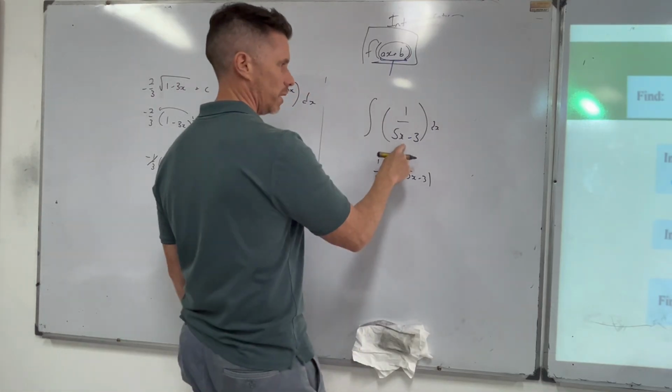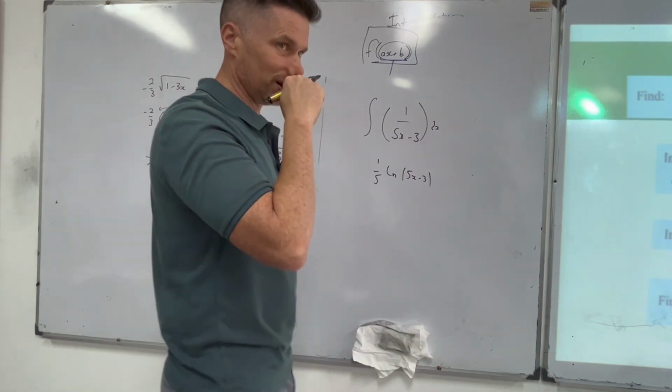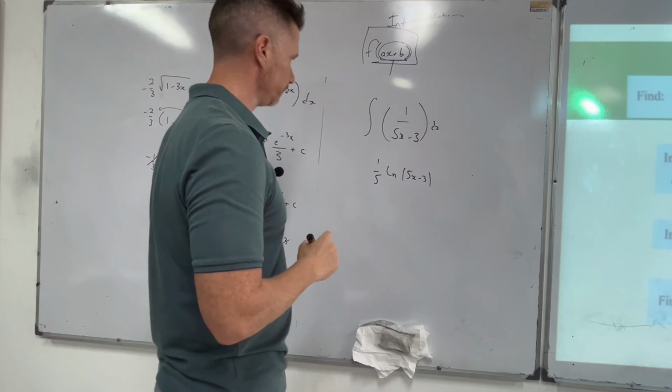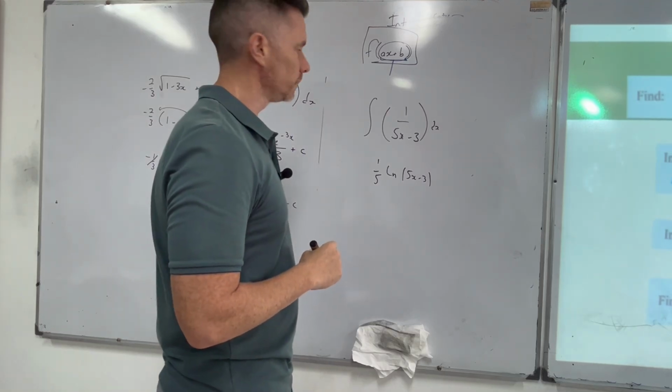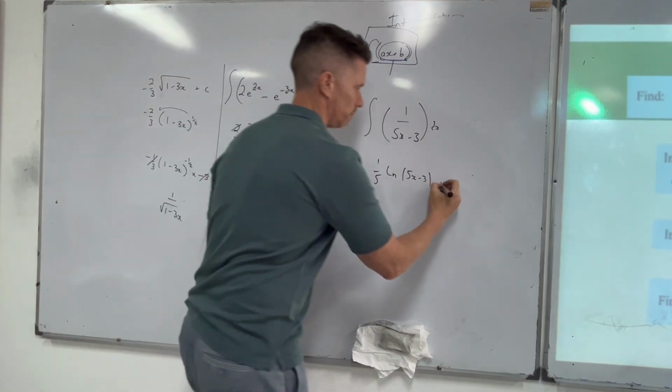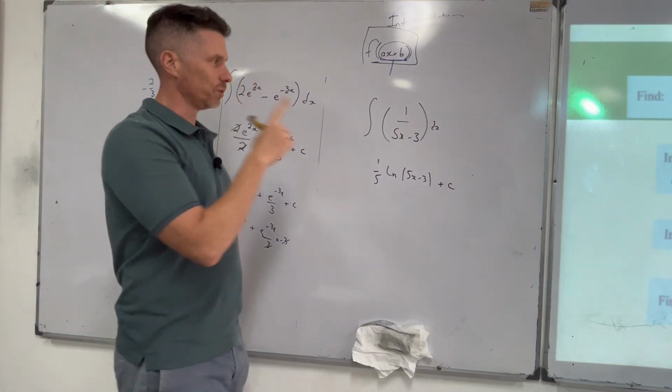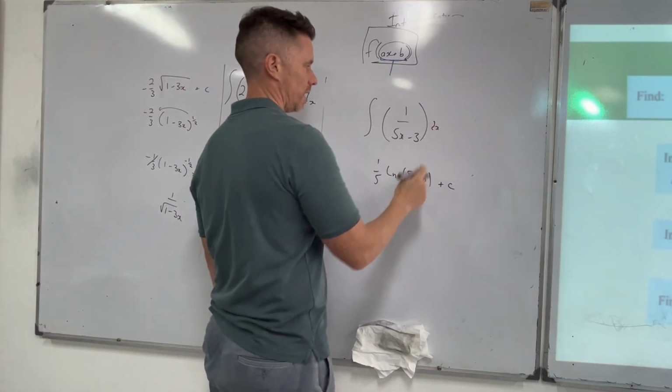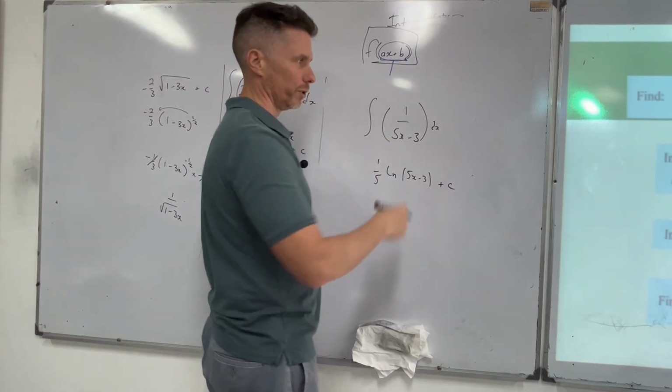So just be wary of that one. Wait, where's the 1/5? Is that wrong? Oh, no, because you'd be multiplying by 5. Oh, I get it. So if there's no power here, then it'll be ln, if it's just 1 over a linear.